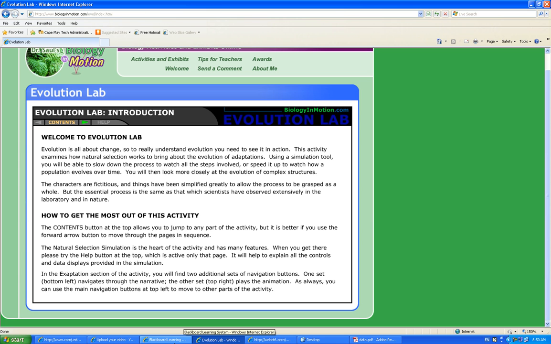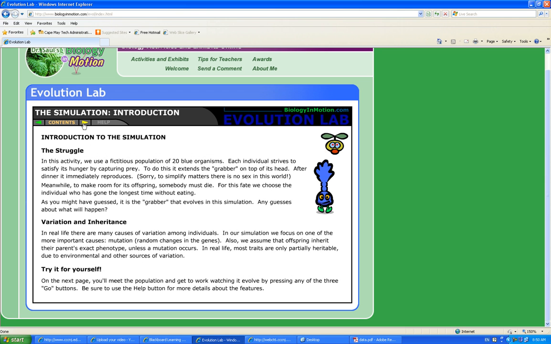Now, what happens with the organisms, if we go to the evolution lab, and remember you get there by going to the biology in motion, is that we're going to take a population of these blue grabbers. Their ideal is they have to capture this prey, and by capturing the prey, they will end up being able to stay around and reproduce. If they do not have food, they have the potential to die.